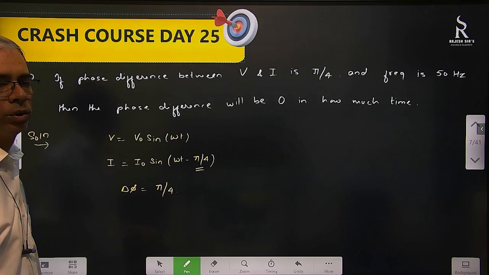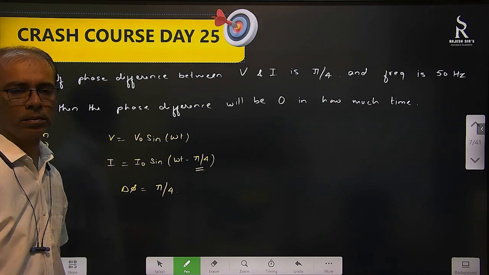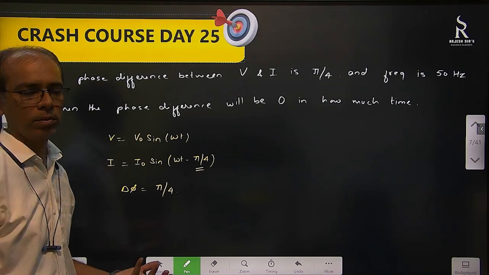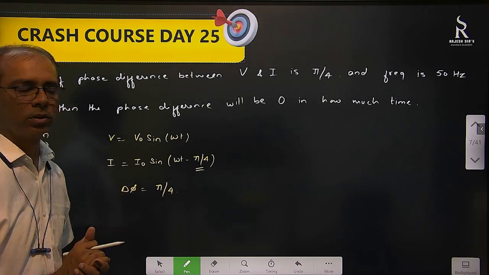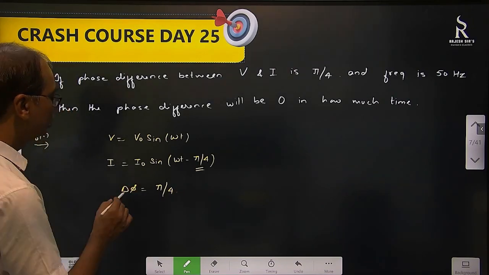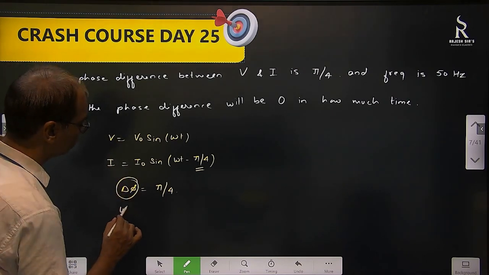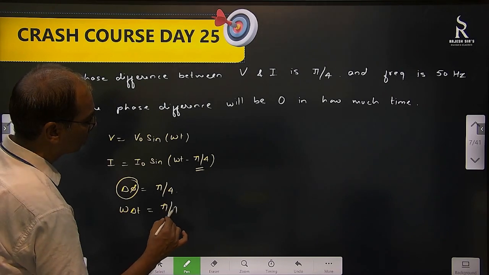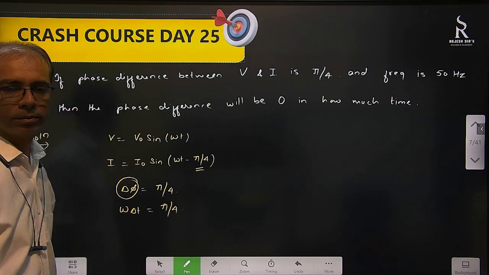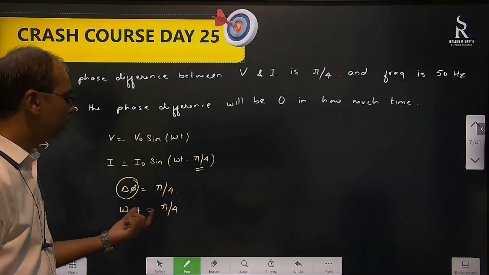Now how are we going to cover it up? Time factor only, because there is no displacement happening. The coil is rotating, so time factor only. So delta phi, who is going to decide? Omega delta t only is going to decide.